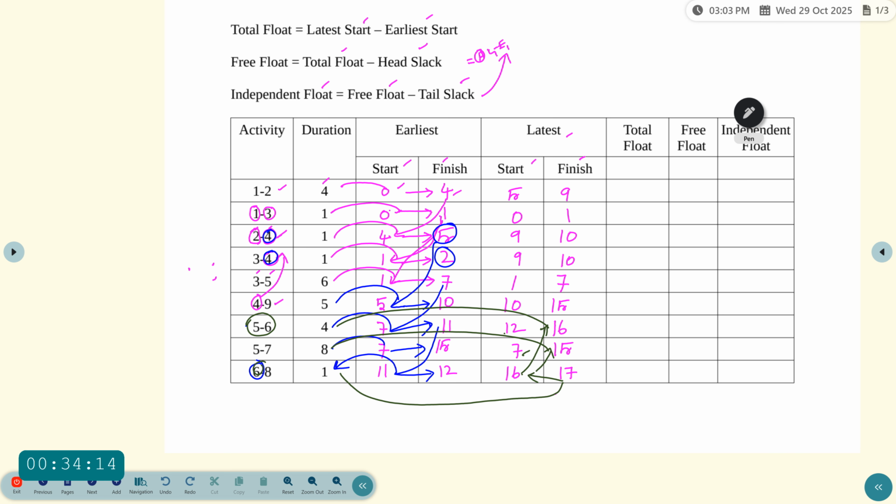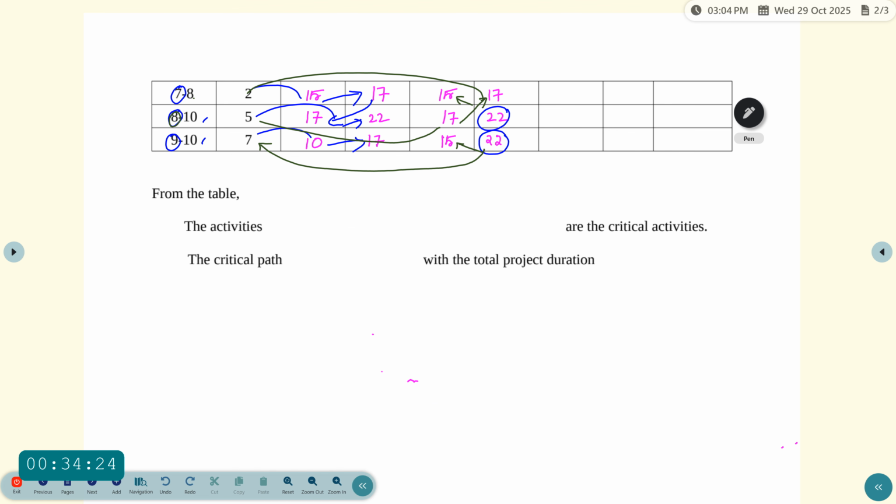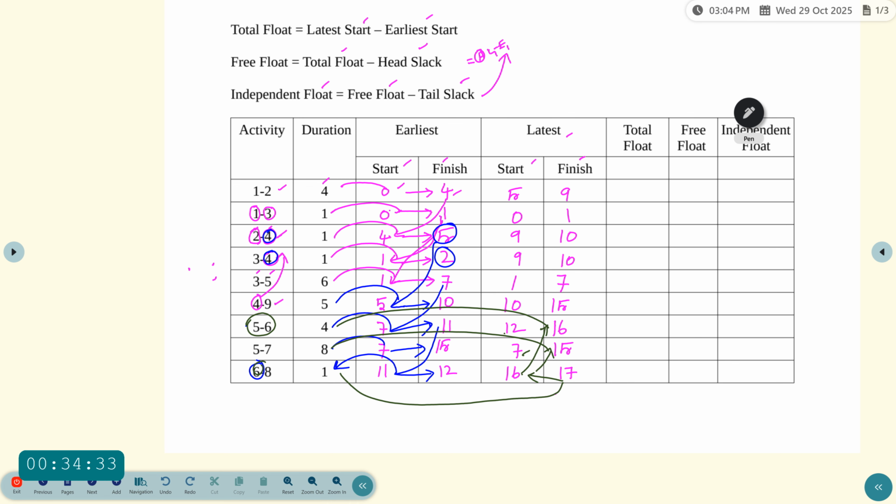So similarly we have to find 4 to 9. Check the value in previous activity which is 9. Ninth value is 15. So you have to write 15. So now 15 minus 5 you got 10, and then next previous activity 3 to 5.